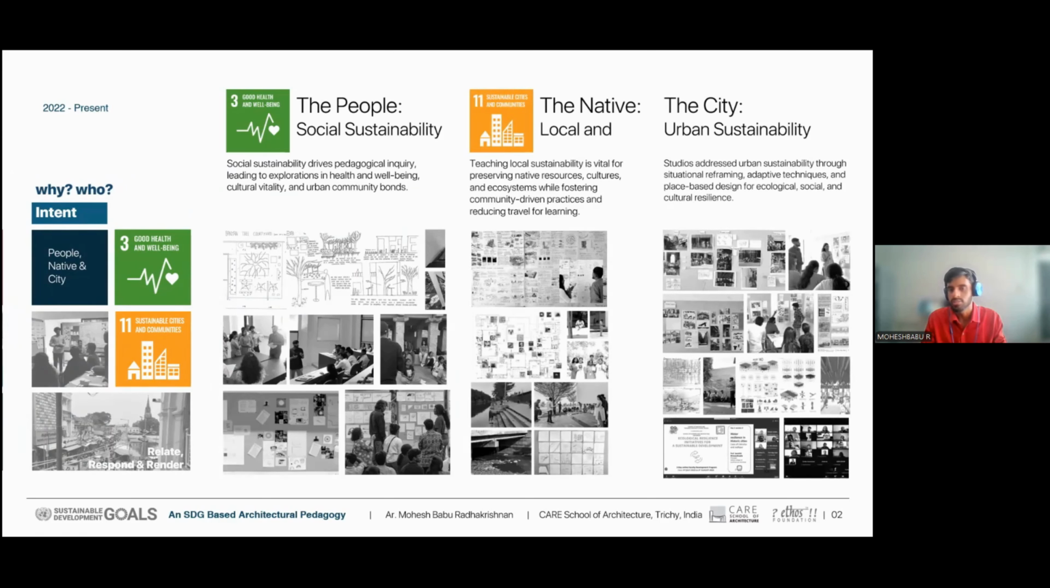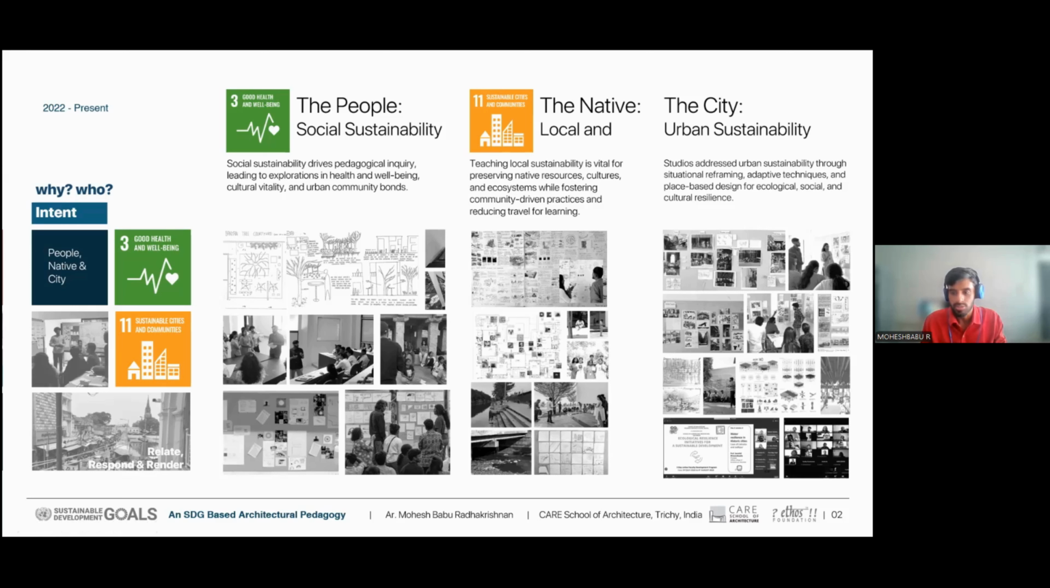Moving on to the native, which is very important. We often, as architects, tend to look at case studies at distant places. We travel. We take a look at other architects, but we need to realize that we need to travel nearby. We need to look at our own neighborhoods. That is why local is very important. Teaching local sustainability is vital for preserving native sources, cultures, and ecosystems, while fostering community-driven practices and reducing travel for learning. Thereby, it reduces the carbon footprint as well.